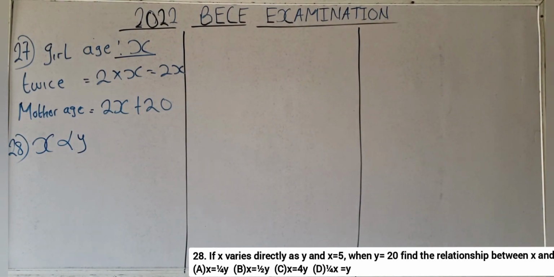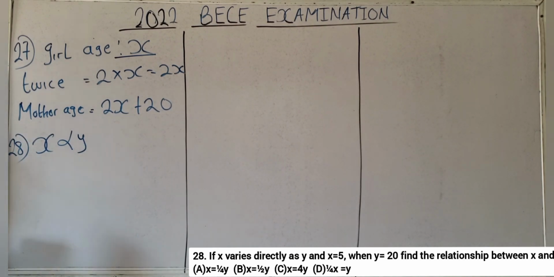Now let me give you some advice. Before you solve any question, know the topic that question is coming from, and also make sure that you understand the rules or the laws that guide the topic. You understand? By so doing, you will be able to solve any question that comes. Now this question is coming from variation, so let's solve it together.